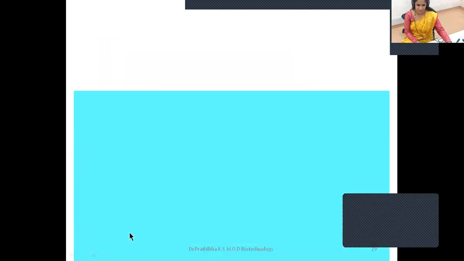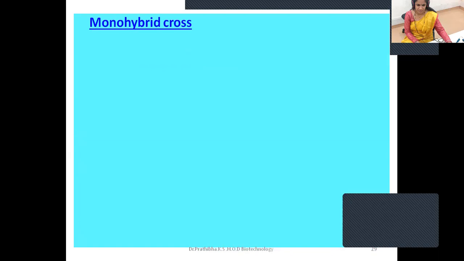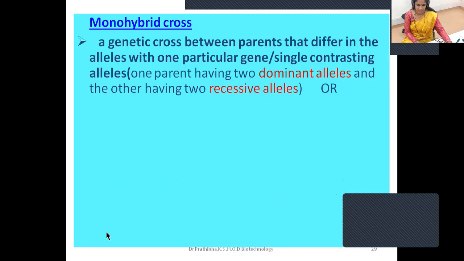Further, let us go through monohybrid now. What is a monohybrid cross? Monohybrid cross is the cross between 2 individuals differing in a single pair of contrasting characters. Let me repeat here. You can give this definition also.